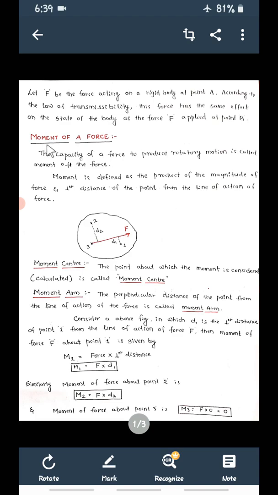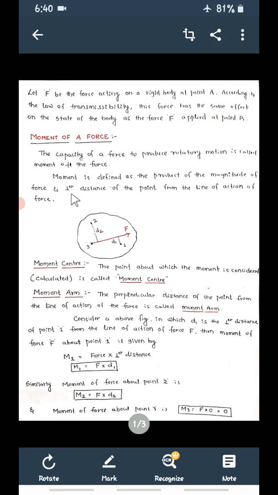From here onwards, whenever you come across the term moment of a force, it is nothing but a rotation. The capacity of a force to produce rotatory motion in the object is called the moment of a force. When you apply a force, if the force rotates the object, then you can say that there is a moment of a force.